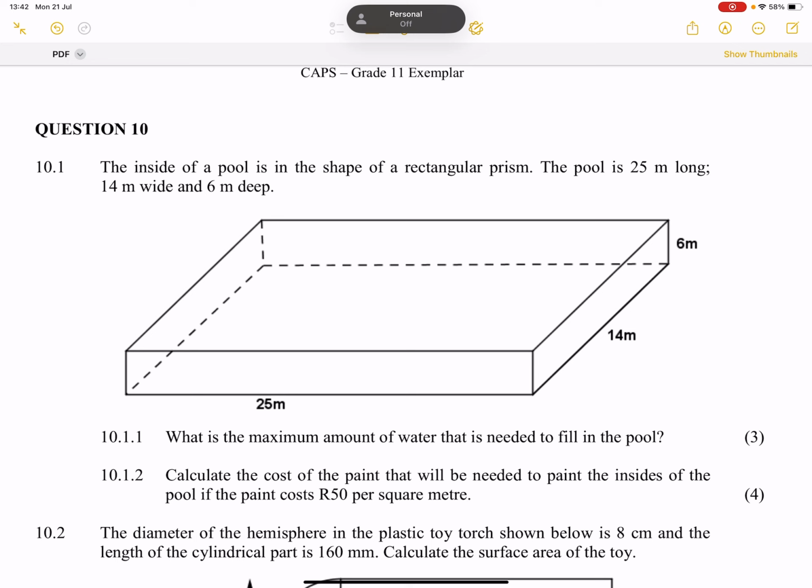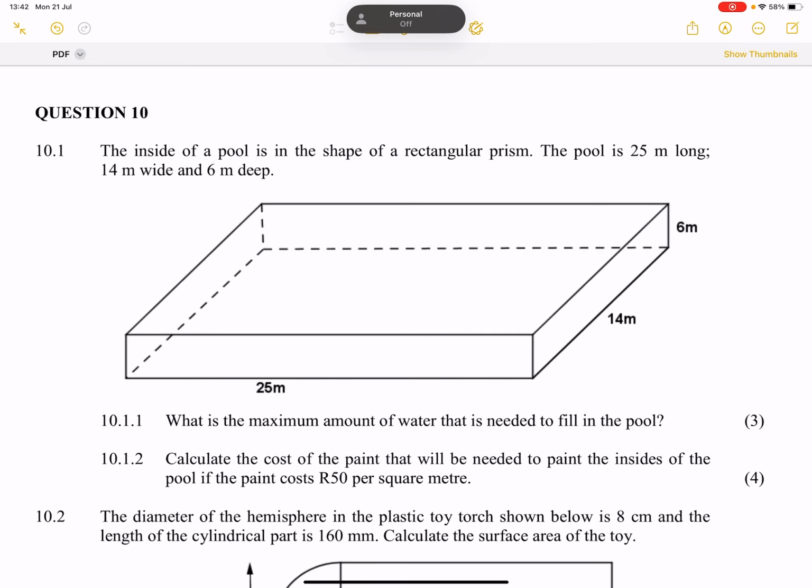All right, so we are looking at question 10. This is the very last question from a series that we've been making on the technical maths grade 11 exemplar.